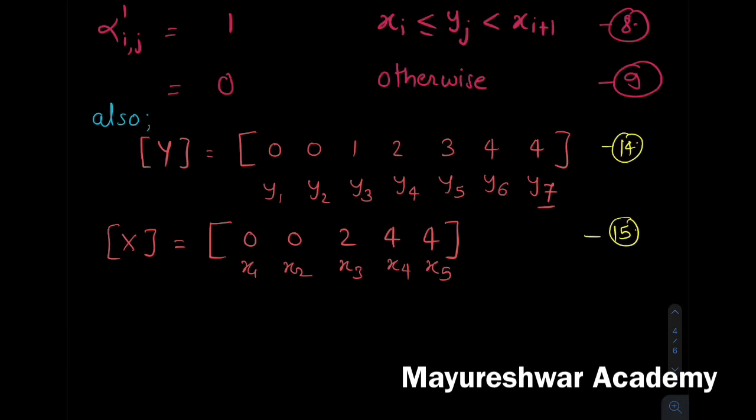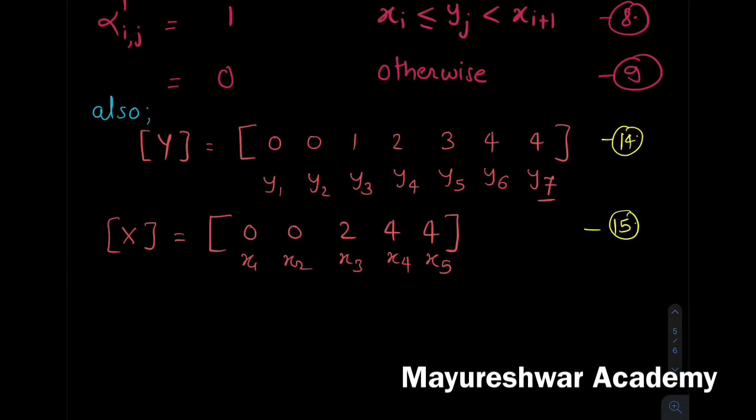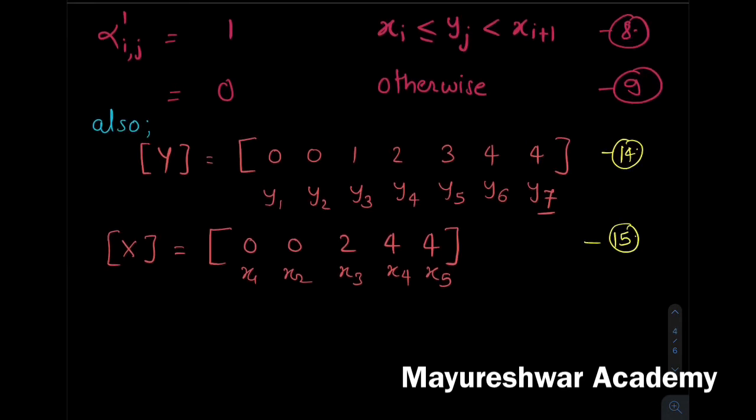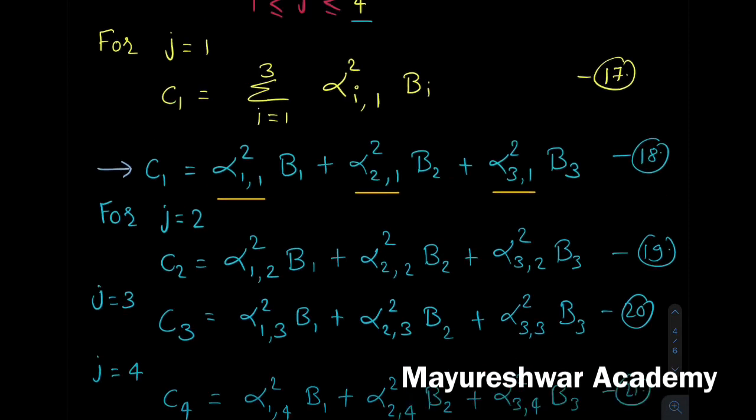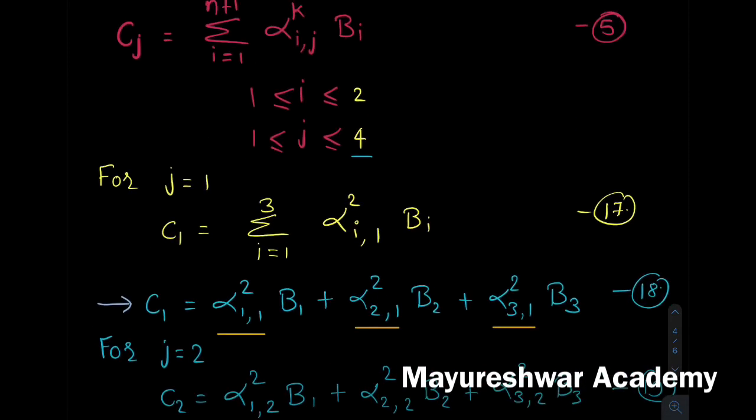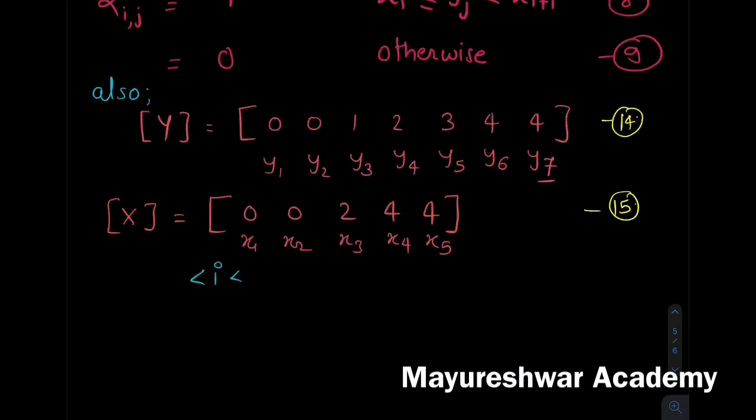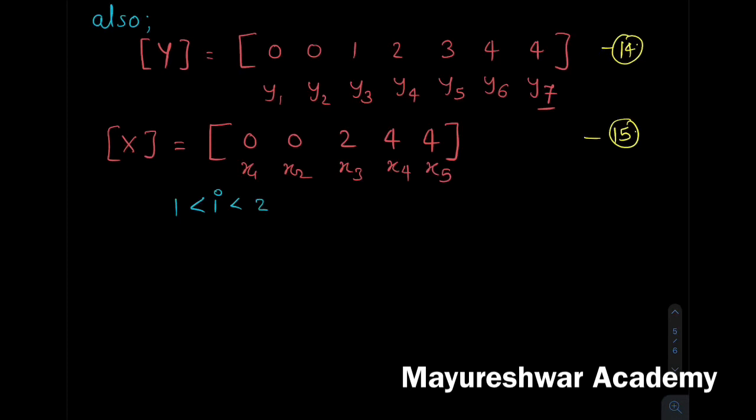Now for calculation of this Cj, we used i, which was in the range 1 to 2, and j was in 1 to 4. So that was for Cj. Now for alpha, let i equal 1 and j equal 1.